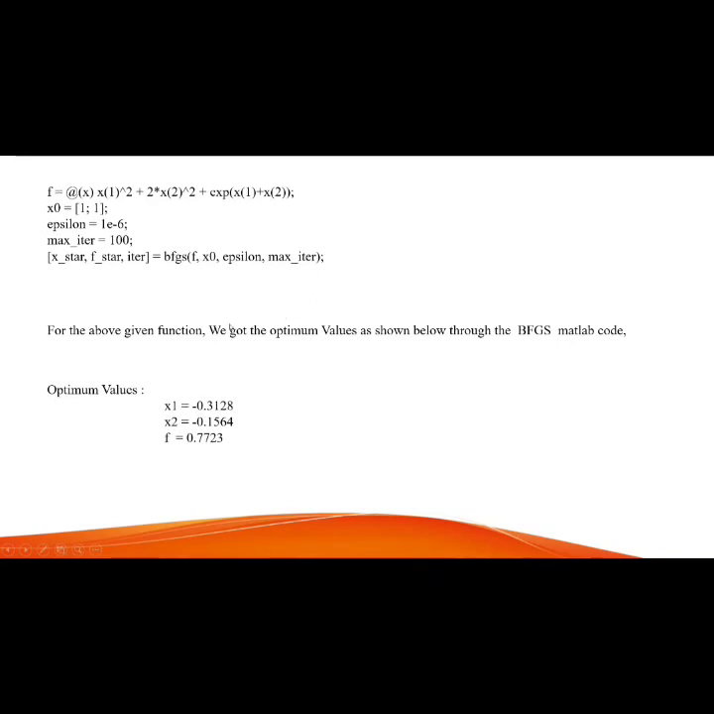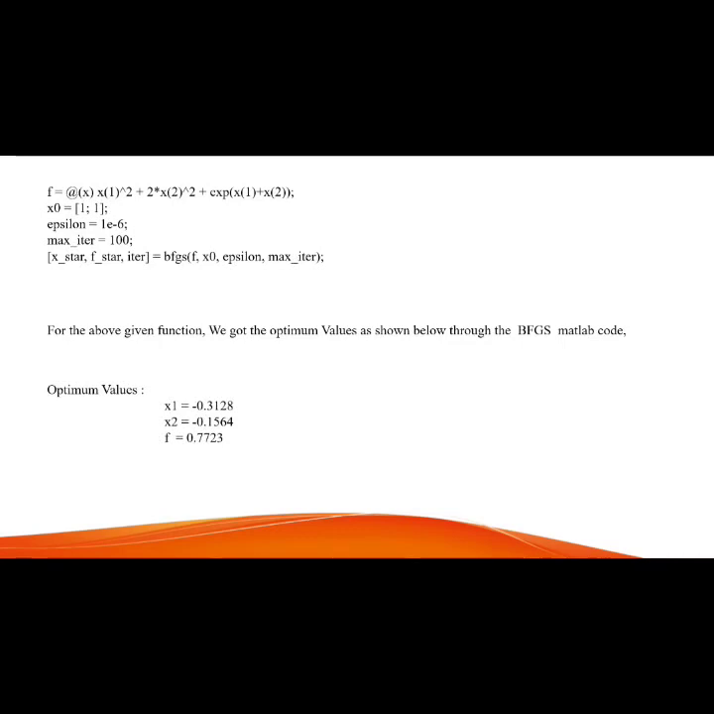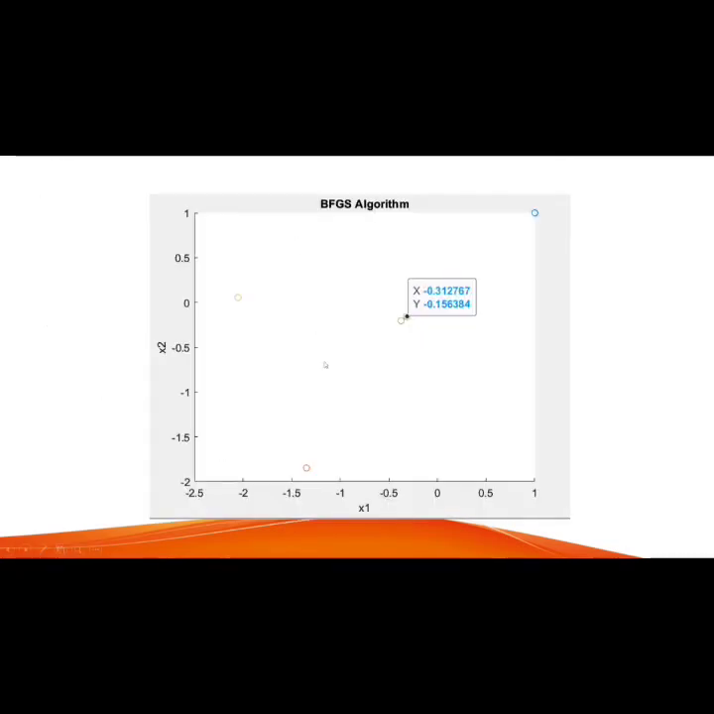For this function we got these optimum values through the BFGS MATLAB code shown. These are the optimum values we got for this function: x1 is equal to minus 0.3128, x2 is equal to minus 0.1564, and the function value is 0.7723. In 4 iterations, we get the optimum value.